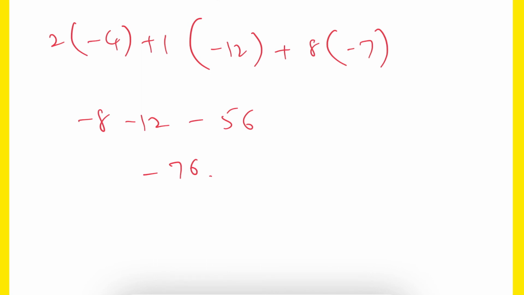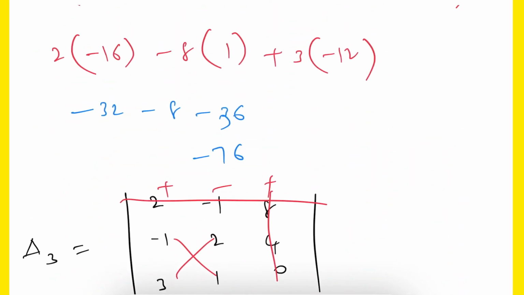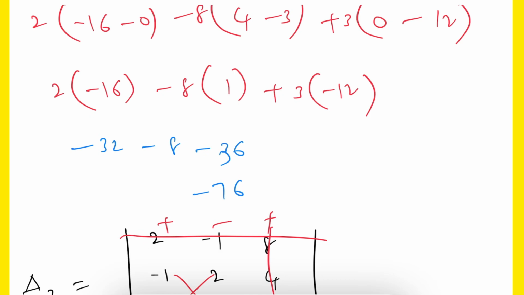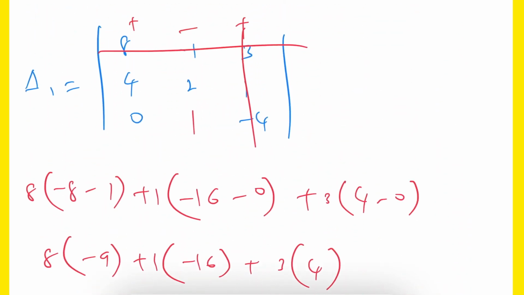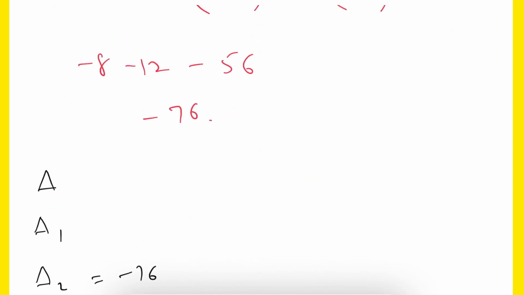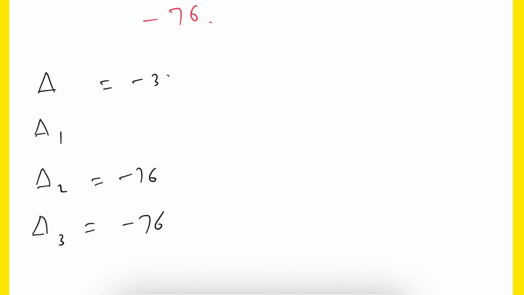So let me write all the delta values whatever we got till now. Delta value, delta 1 value, delta 2 value, and delta 3 value. Delta 3 value just now we got as minus 76. Next delta 2 also minus 76. Next delta 1 also minus 76 only. Then what about delta? Minus 38. Now then delta is minus 38 and delta 1 is also minus 76 only.